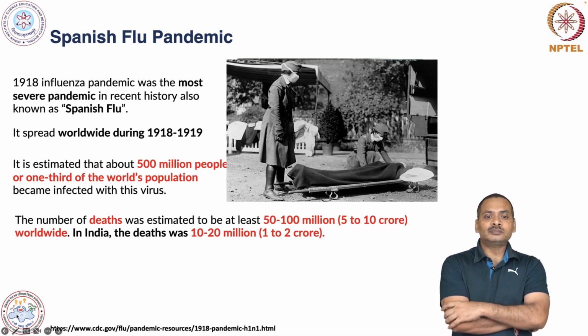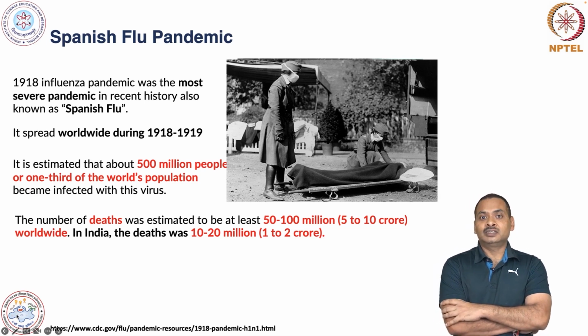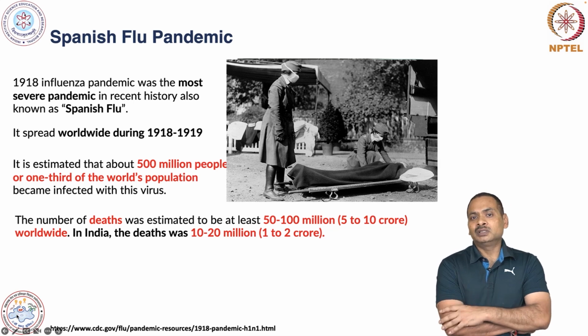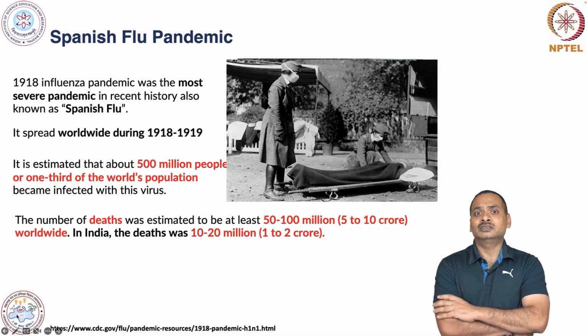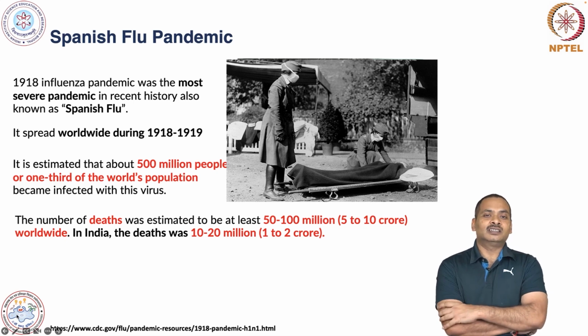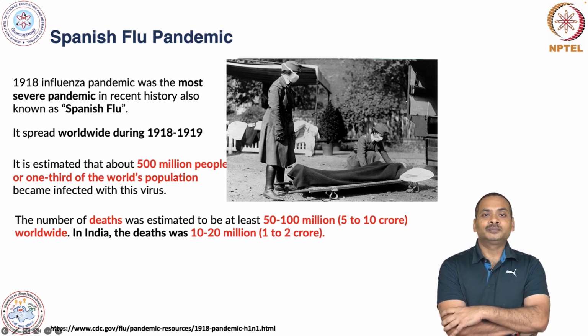It was worldwide. It also affected India. It is estimated that about 10 to 20 million, about 1 to 2 crore people, died in India. So you can understand the strength of this pandemic.